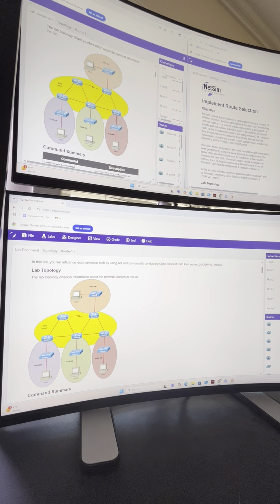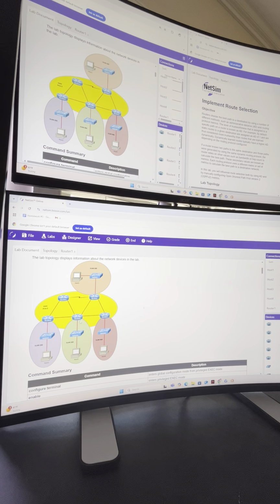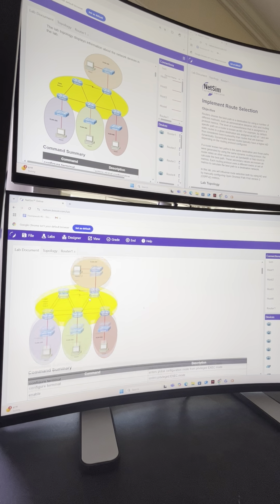So router 2 has a VLAN 100 network. Router 3 has a VLAN 200 network. Router 4 has a VLAN 300 network. And router 5 has a VLAN 400 network. So that is our lab topology that we're going to be working with. And we would definitely refer back to this as needed throughout the lab.